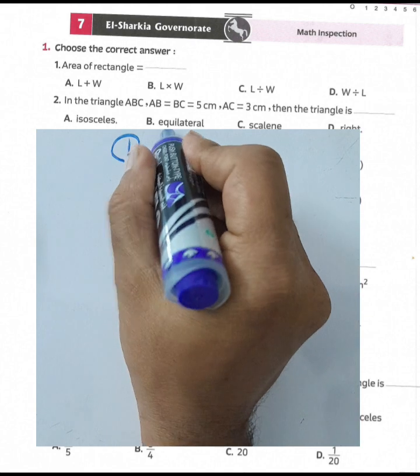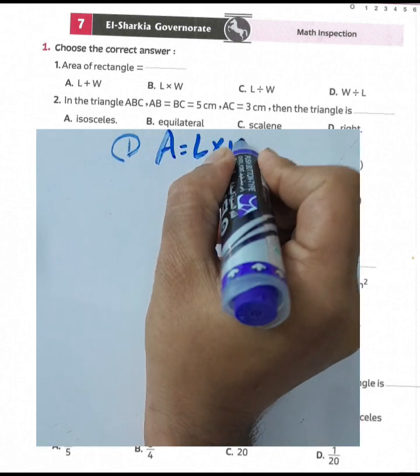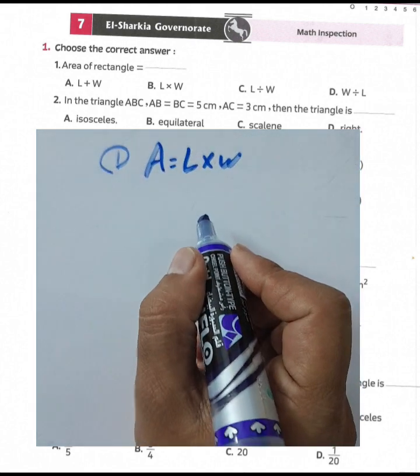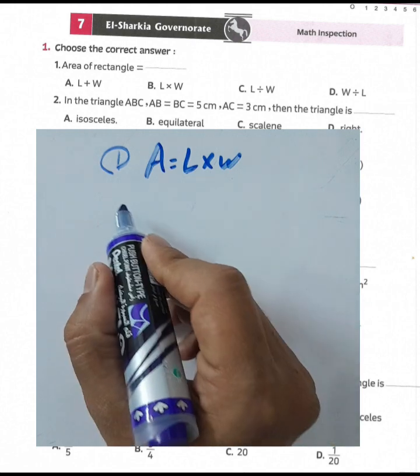Look at with me about question number 1. The area of a rectangle equals length multiplied by width. Length by width. Choose letter B.